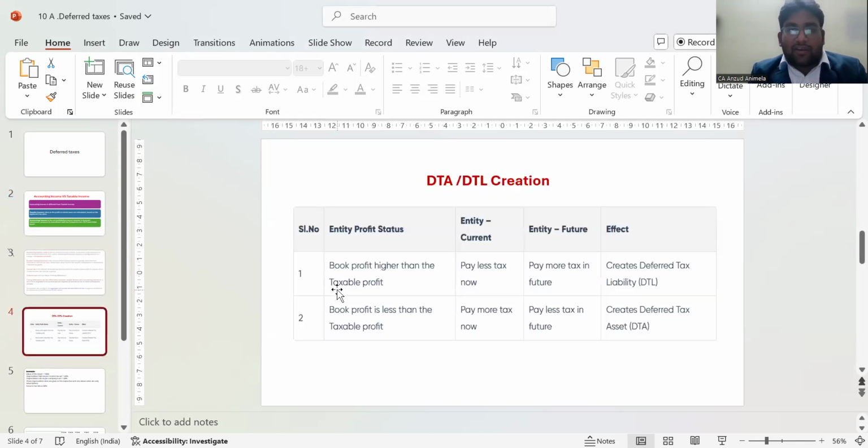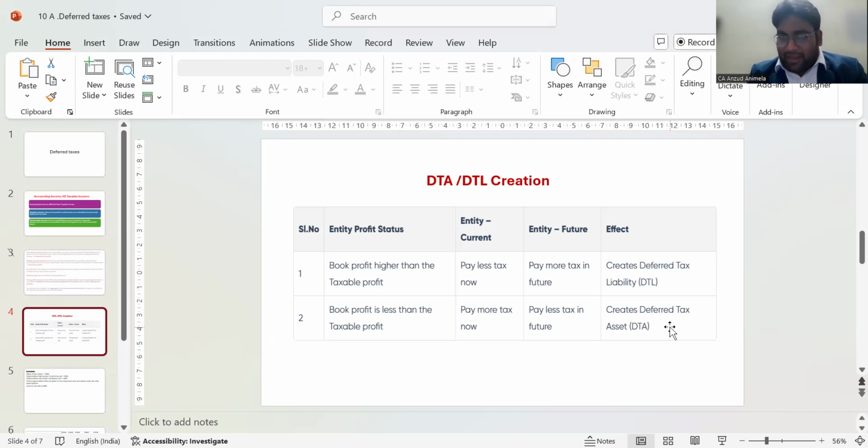We have already discussed this. If your book profit is higher than the taxable profit, that means you have paid less tax now. In future, you may need to pay more taxes, so we have to create a deferred tax liability. We have already seen the entry for this. If book profit is less than tax profit, you have paid more taxes. In future, you will pay less taxes. Since you will pay less money in future, future outflow will be reduced, which means it is an asset to us. We have seen the entry for this also.